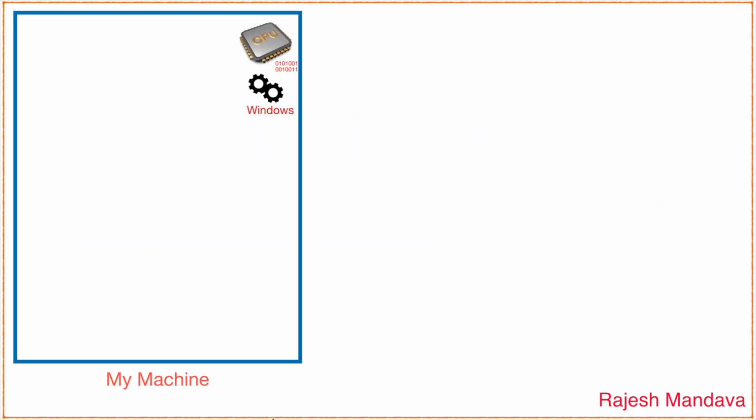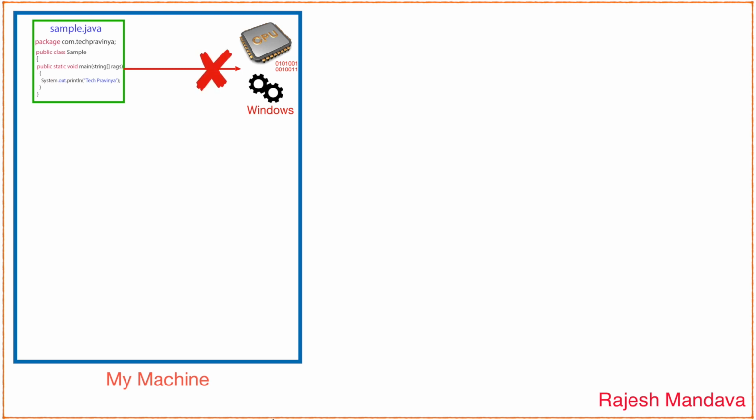I have a machine with me. My machine has Windows operating system and some processor. This time I'll write some Java program which is sample.java. As usual, I try to submit this program to my platform. We know that this cannot be executed as machine understands binary code but the file has high-level programming language. Here we need a translator, which is the Java compiler. In short, it is Javac. Now I submit sample.java to the Java compiler.